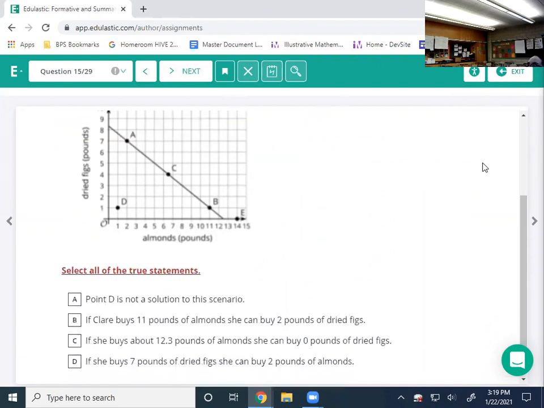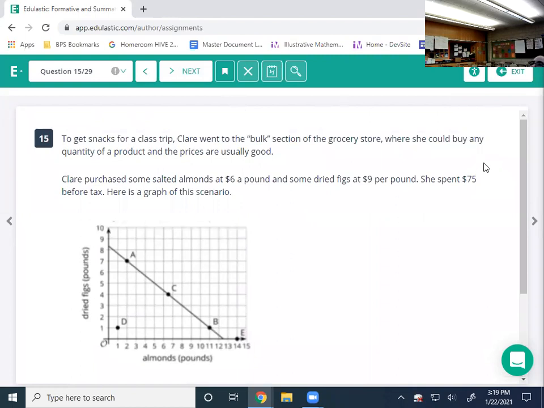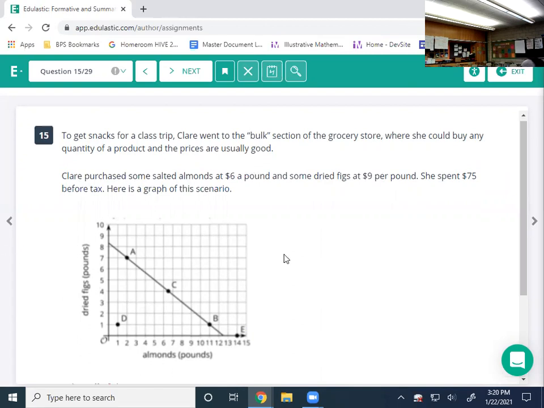Wonderful. So we have this problem here, and it says to get snacks for the class trip, Claire went to the bulk section of the grocery store where she can buy any quantity of a product and the prices are usually good. Claire purchased some salted almonds for $6 a pound and some dried figs for $9 per pound. She spends $75 before tax. Here is the graph for the situation. Okay, so this graph represents this scenario.